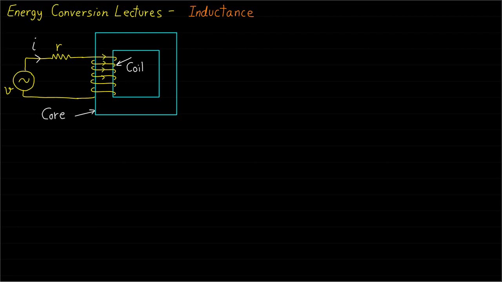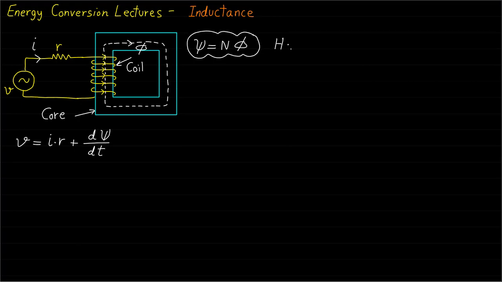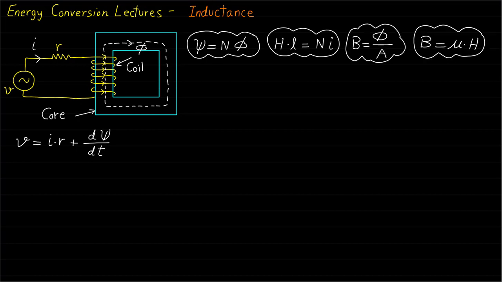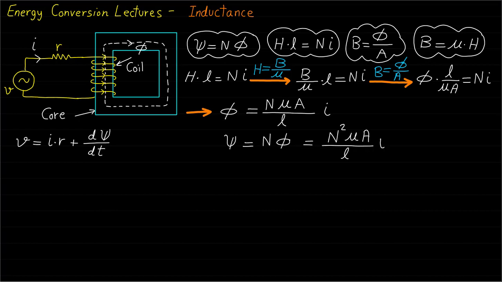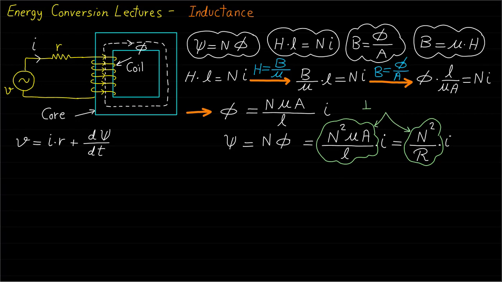Based on Faraday's and Lenz's laws, the voltage equation can be represented as follows. Now let's apply the following rules and formulas that we learned before to derive a new formula for the magnetic field linkage psi. As you can see, after some simplification and substitution, the following formula of the magnetic field linkage psi can be achieved. The term n squared over reluctance will be called an inductance or a self-inductance and is denoted by the capital letter L.